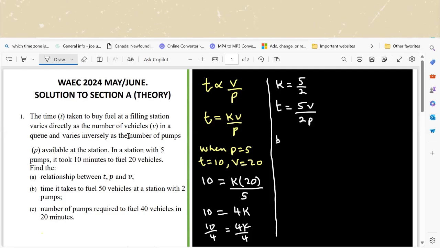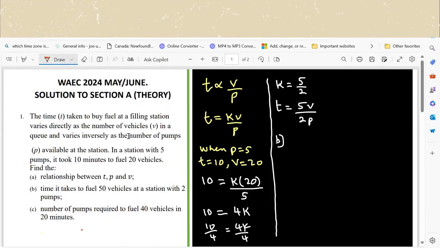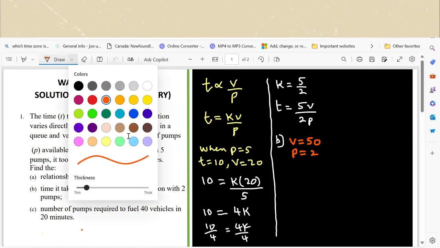Now we'll go to the B part. The B part now, we are asked to find the time it takes to fuel 50 vehicles. So here, the vehicles are 50, at a station with 2 pumps. All right, pump is 2. So we want to find the time it will take to fuel that. So we are looking for T.